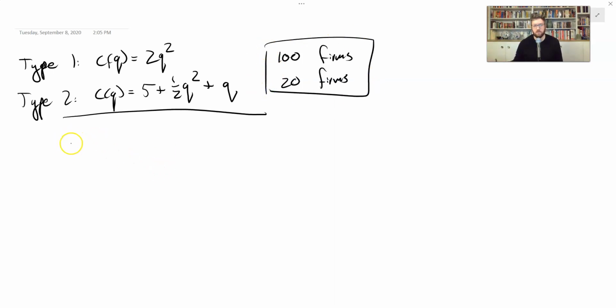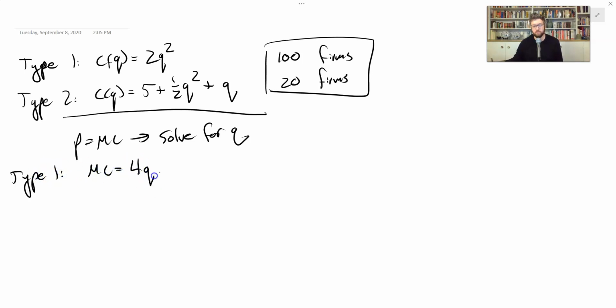So what we need to realize is we're going to say price is equal to marginal cost, and then we want to solve for Q. So for type 1 firms, marginal cost is equal to 4Q. Okay? Set that equal to price, solve for Q, and we get Q is equal to P divided by 4. That's the individual supply from type 1 firms.